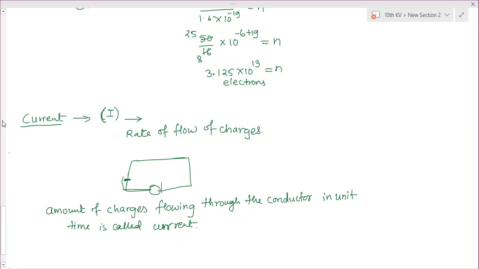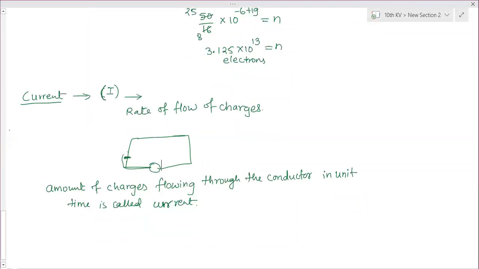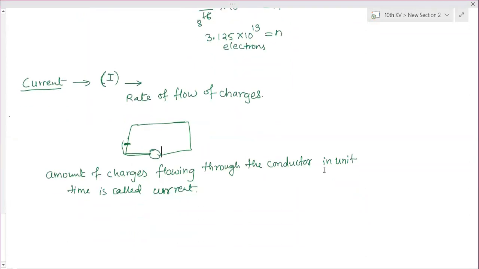Clear? So current measurement is, for our purpose, to understand some factors to design electrical devices. Knowing the value of a current is very, very important. And how to measure the current? We have to calculate the amount of charges passing in 1 second. So that measurement is called current. Amount of charges flowing through the conductor in unit time is called current.